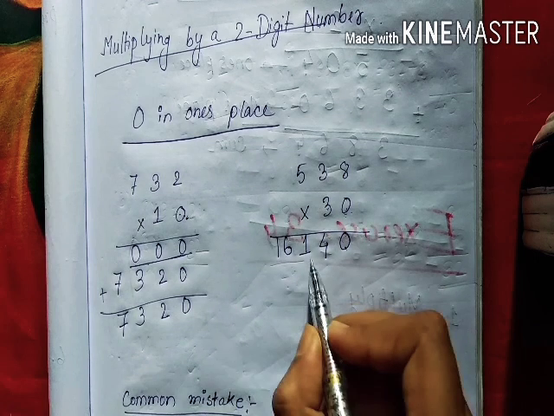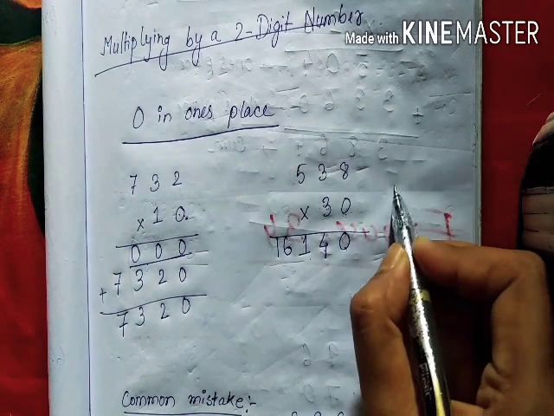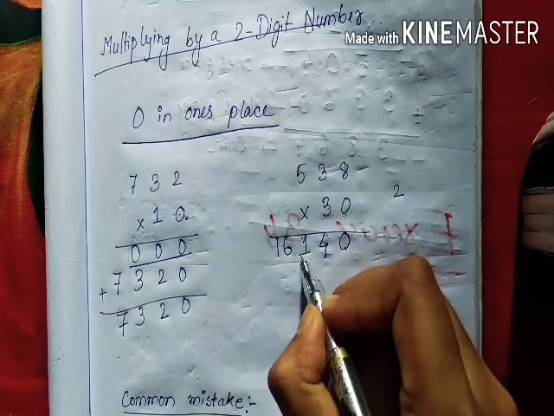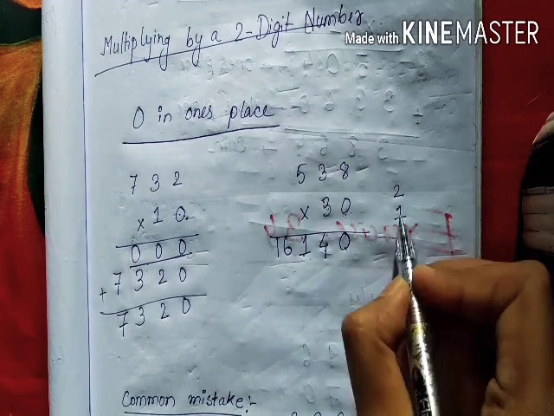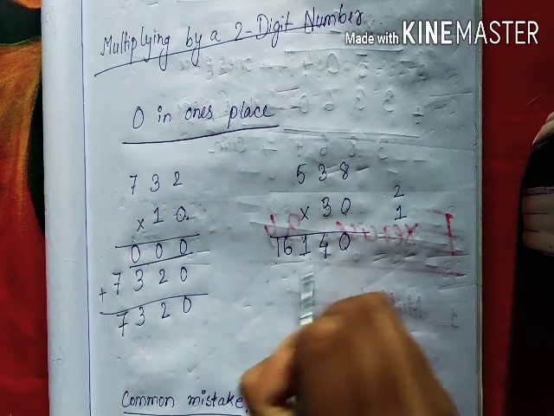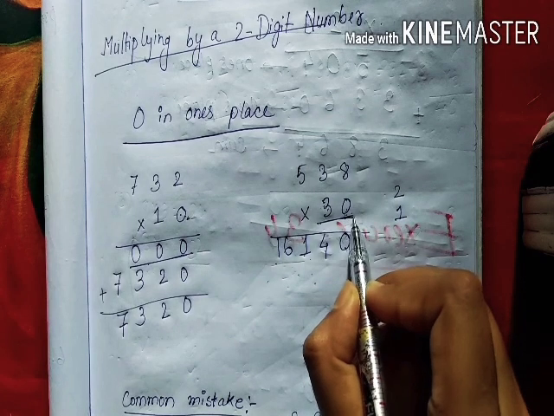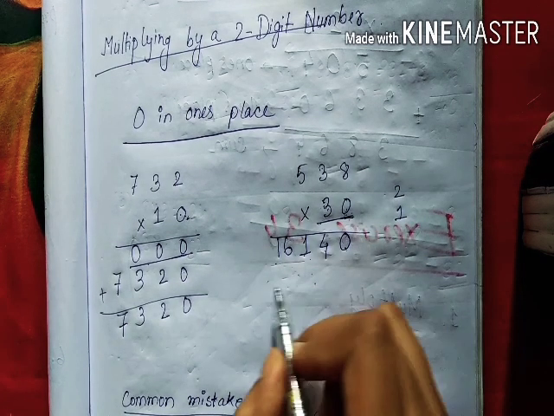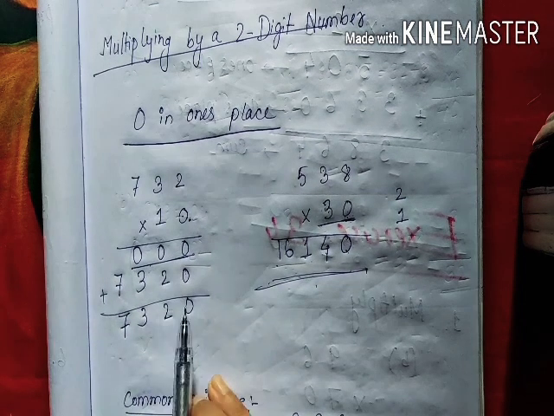Okay, 16,140. 3 times 8 is 24, carry 2, 3 times 3 is 9, 2 plus 9 is 11, so again carry 1 is there, 3 times 5 is 15 plus 1 is 16. Okay, so in this way you have to do. If a two digit number is there and in unit place 0 is there, then you can do it in one step only. Okay, you can skip this and directly you can do it.